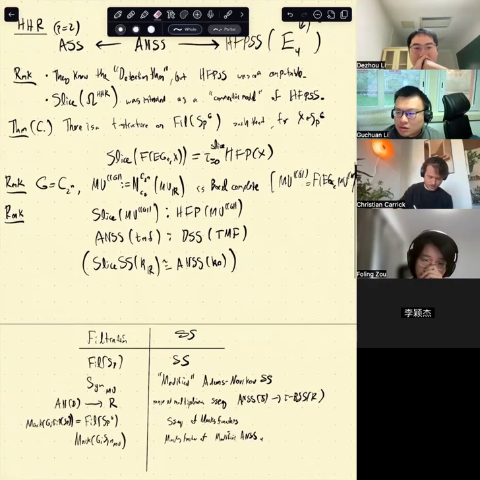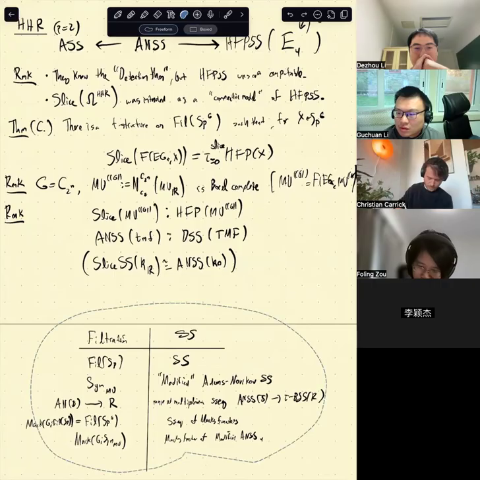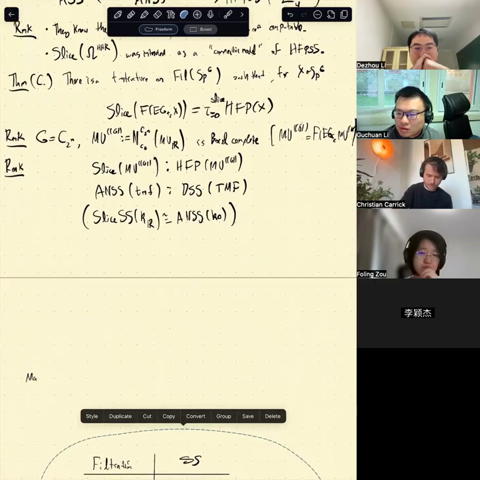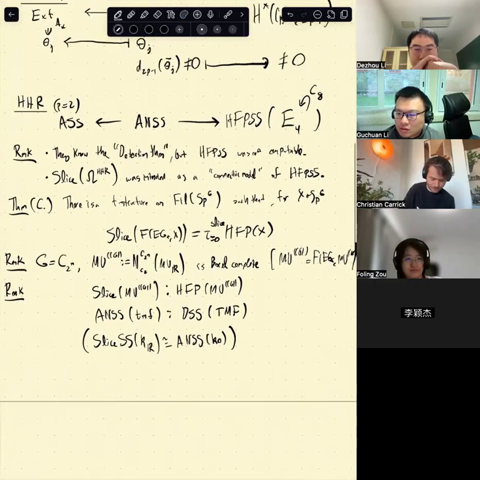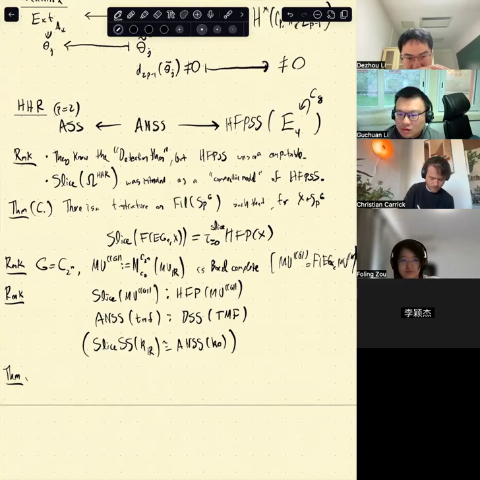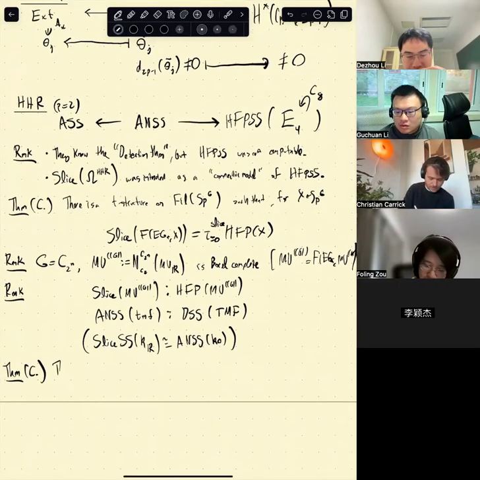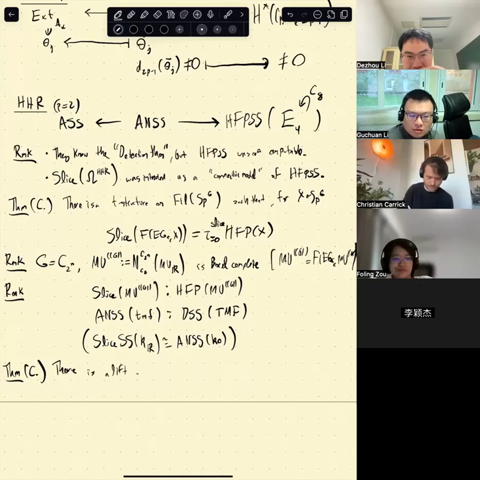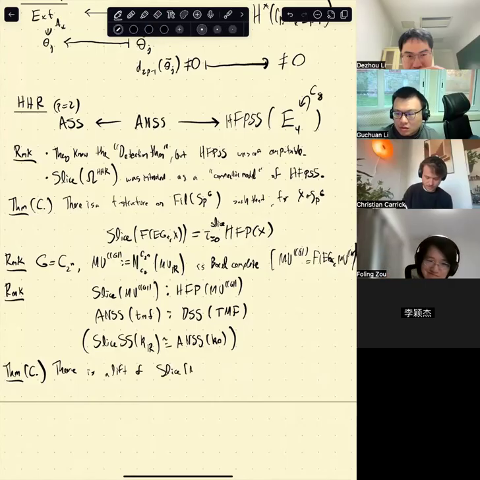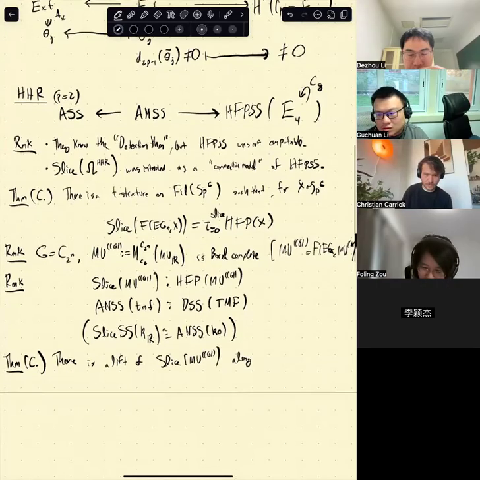Just give me a moment here. The next theorem I want to state in this direction is that there is a lift of the slice filtration of MU_G along the following forgetful functor.